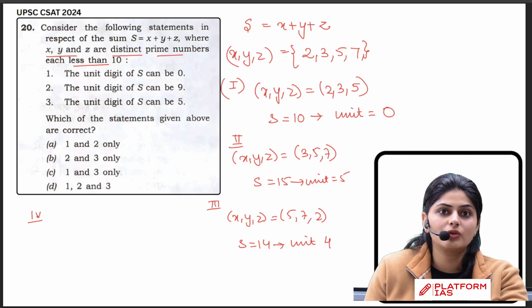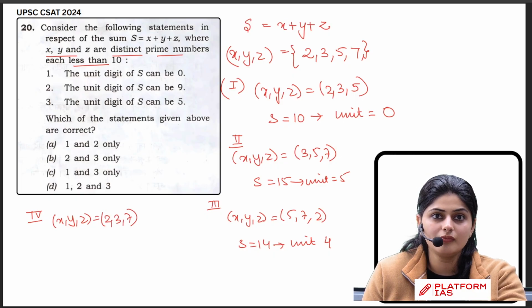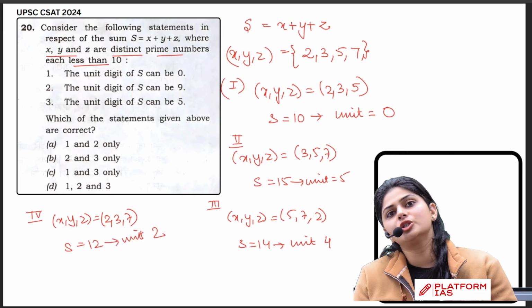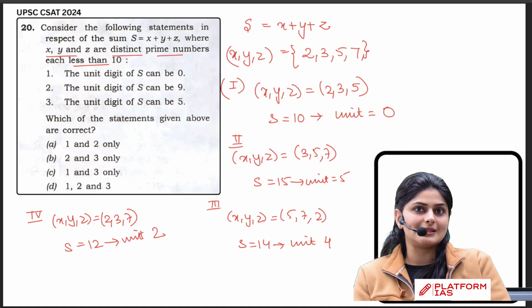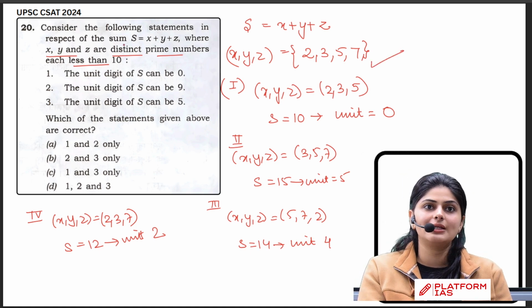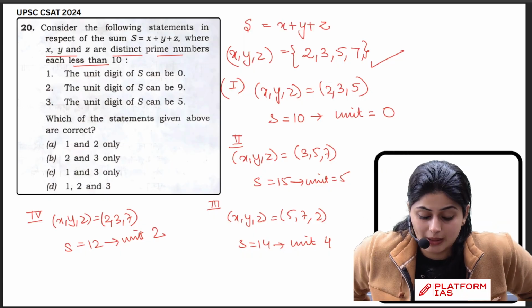I'll write the fourth one here. The fourth condition is x, y, z equal to 2, 3 and 7. So here s is equal to 12 and the unit digit is 2. These are all the possible combinations of x, y and z from the given set, that is 2, 3, 5 and 7, because they have to be less than 10 and they have to be distinct prime numbers.